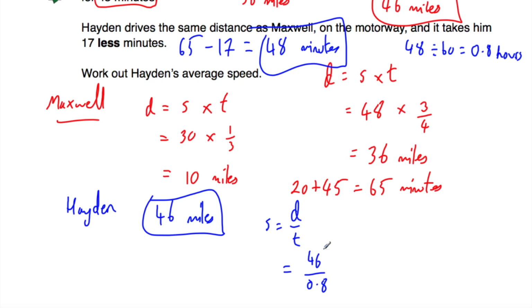So if we do the distance, 46, divided by the time, 0.8 hours, that'll tell us Hayden's average speed. And 46 divided by 0.8 is equal to 57.5 miles per hour. So that's Hayden's average speed on the motorway. And that's it.